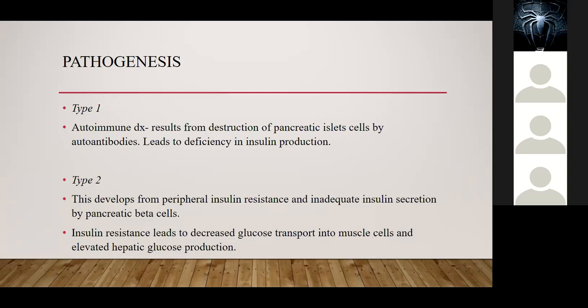Why are we saying inadequate insulin secretion? Why are we saying type 1 is due to inadequate secretion and type 2 is also sometimes due to inadequate secretion? What happens is, in the management of your diabetes, once you make a diagnosis of type 2 diabetes, some of the medications that you give would eventually lead to destruction of the beta cells of the pancreas. And eventually, you are not only struggling with insulin resistance, but also with decreased production of insulin.